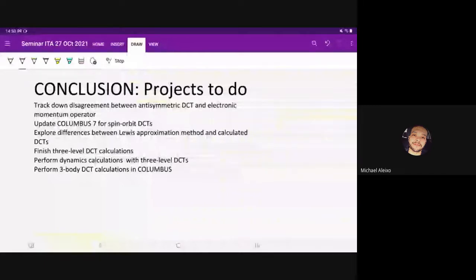We can then perform dynamics calculations with these three-level derivative coupling terms and see how they compare to just the two-level derivative coupling term dynamics calculation that Dave Lewis did about a decade ago. And finally, this big project of performing the three-body calculations, instead of in MolPro, doing them in Columbus and seeing how those compare. So these are a lot of the thrusts I have for working on diode-pumped alkali lasers that I'd like to work on.